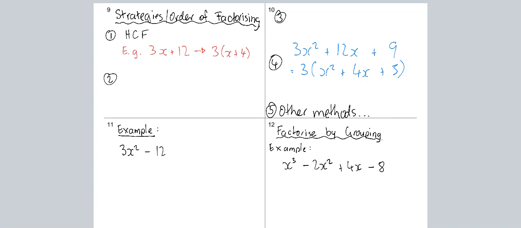I'm not done. It's not like HCF it and done. You HCF it, then look inside the bracket.